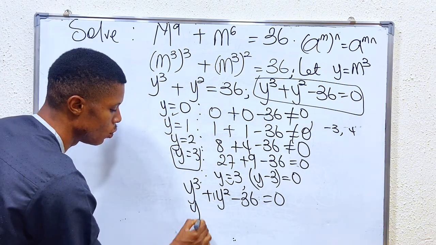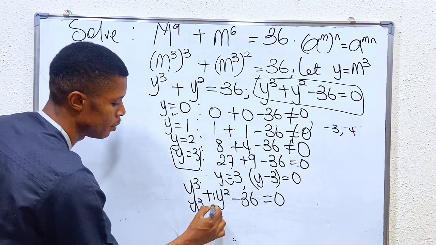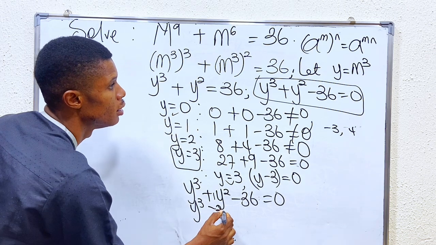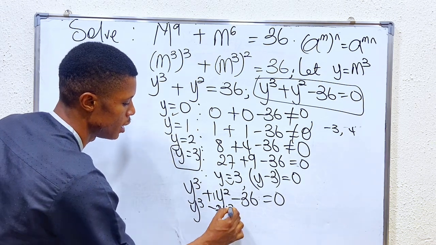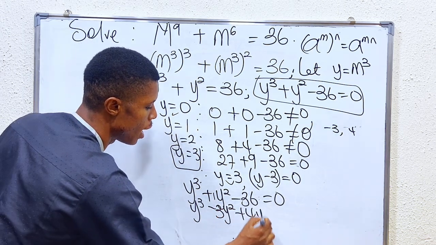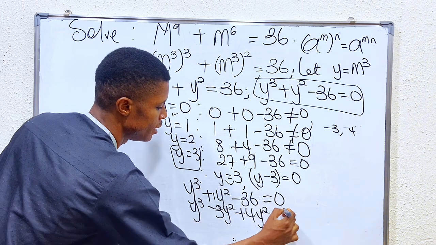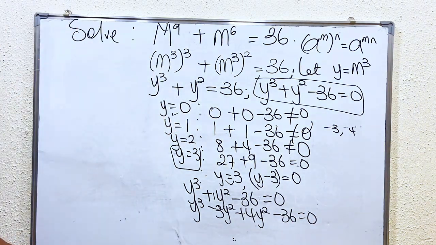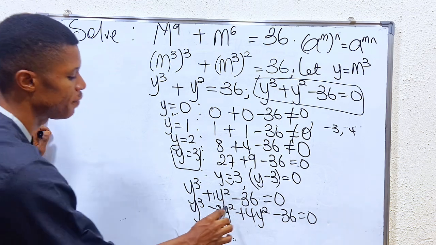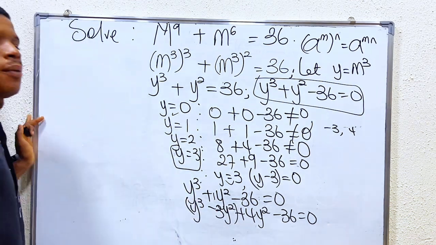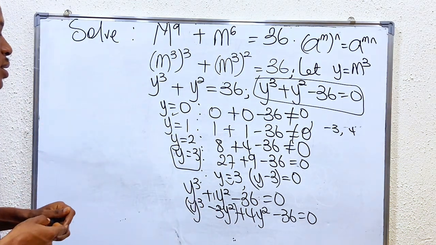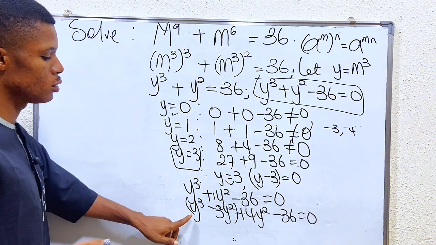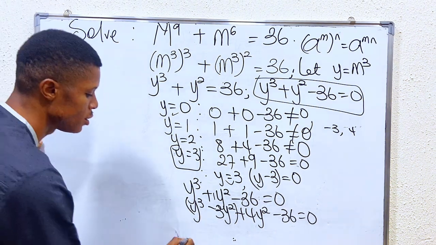So we are having y cubed minus 3y squared plus 4y squared minus 36 equal to 0. At this point, I will now factor the first term. If I factor out the first term, I can actually factor out a common term, which is y squared.